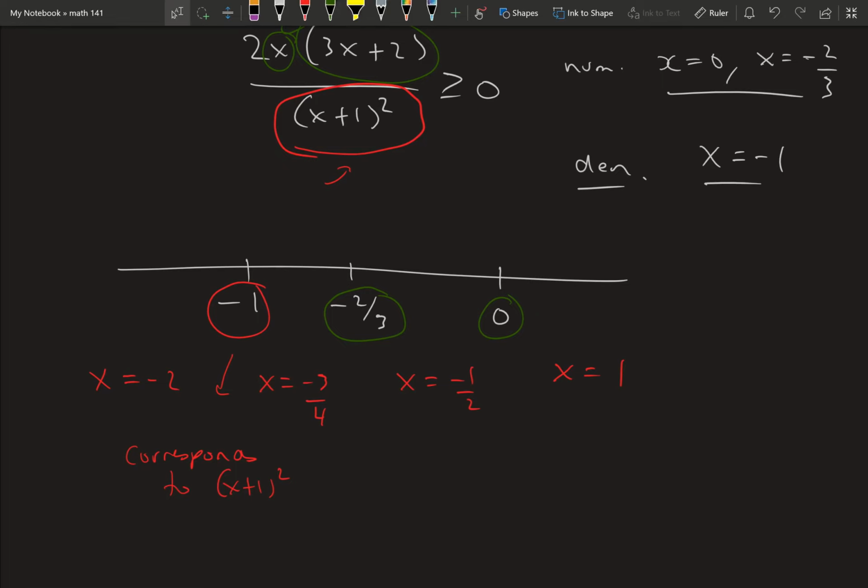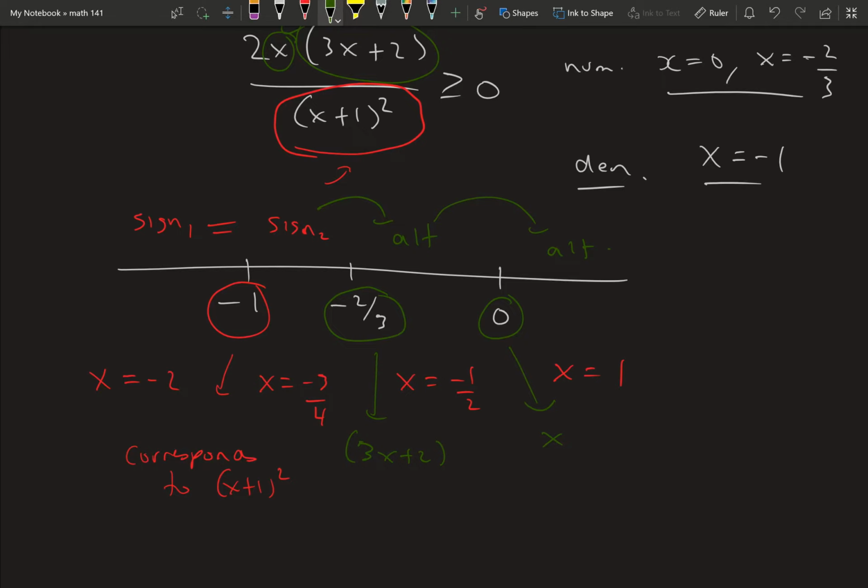Now, whenever you have a square term, this sign, we'll call this sign 1, and we'll call this sign 2, those are going to be equal. And then you're going to alternate from there. Here you'll alternate, because you have a single factor of negative 2/3, and here you'll alternate again. You'll have a single factor of the x. So this corresponds to the factor x, and this corresponds to 3x plus 2.